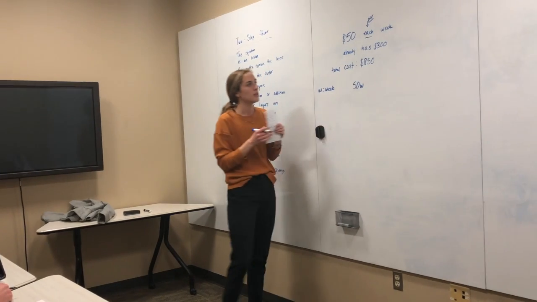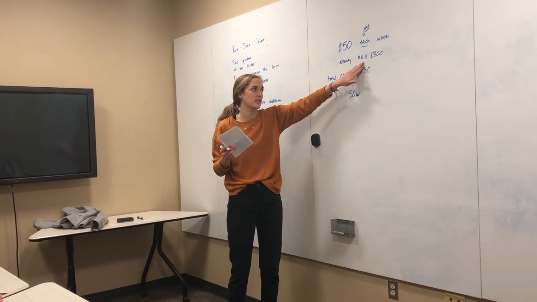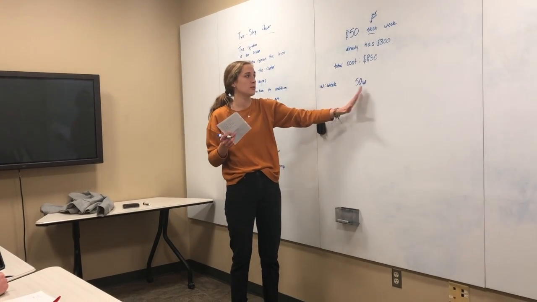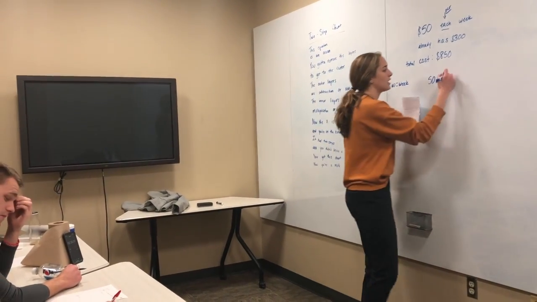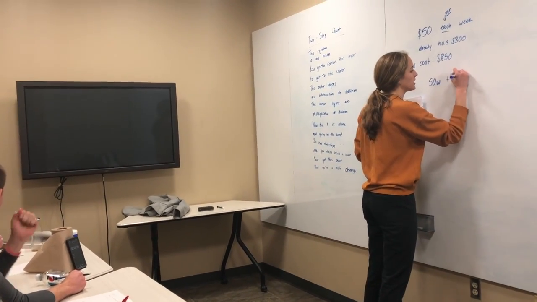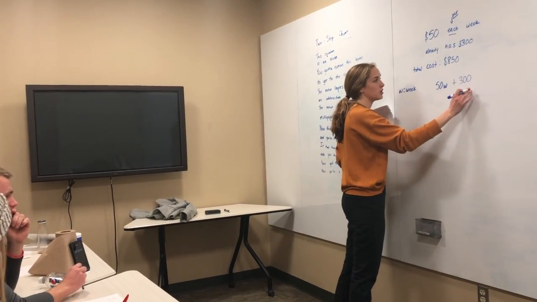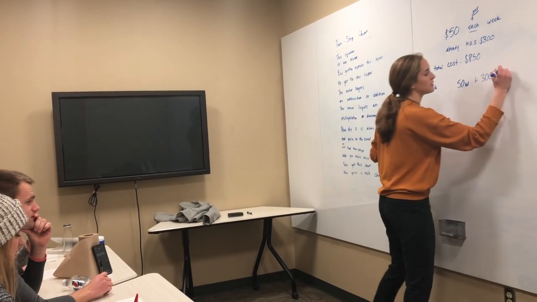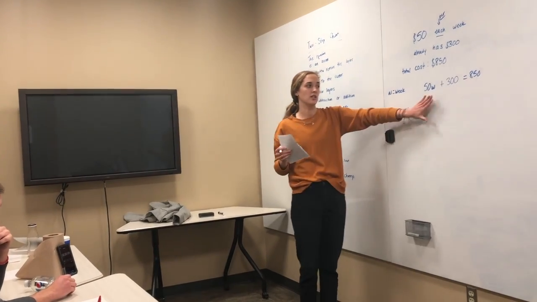Okay. Now Olivia already has $300. So if she already has it, will we say that it's 50W plus 300 or 50W minus 300? Plus. Plus, because you're adding to the total amount that she has to save. So 50W plus 300 all has to equal what? 850. 850.